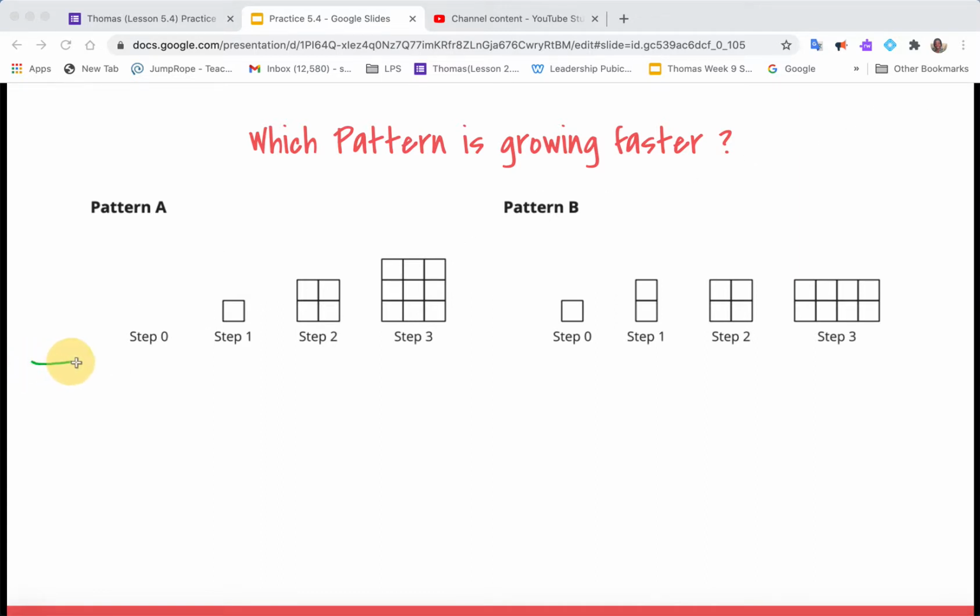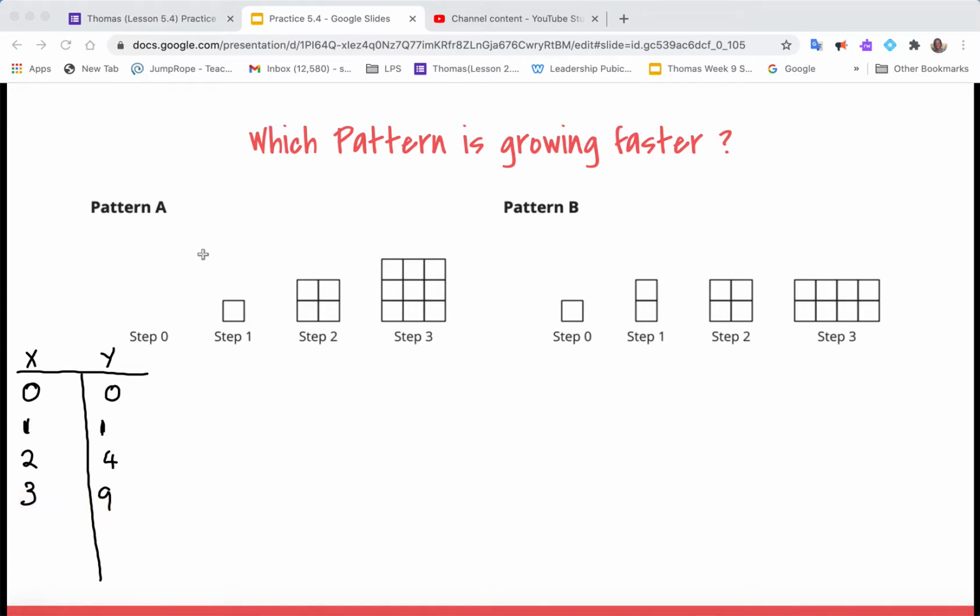So for pattern A, I'm going to use my X to represent my step number and my Y to represent the total number of squares in each pattern. So for step 0, there are 0 squares. In step 1, there is just 1 square. In step 2, there are 4 squares. In step 3, there are 9 squares.